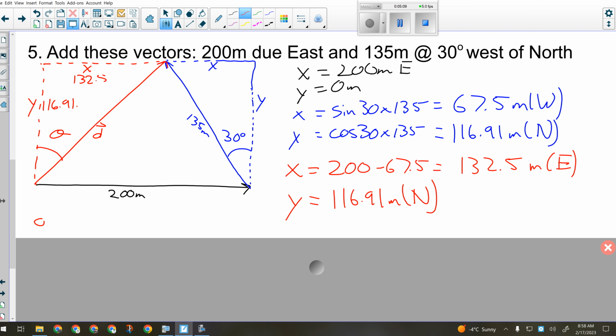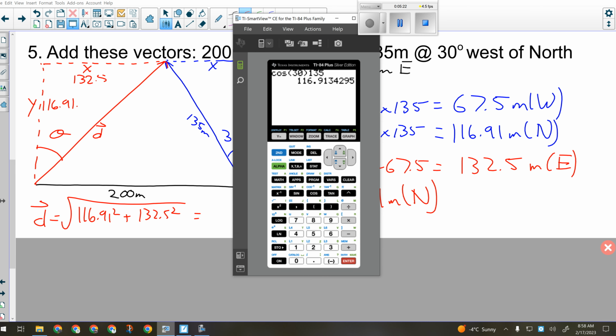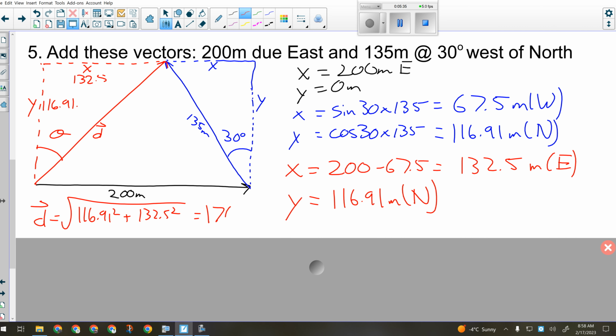Yes, so now I do Pythagorean theorem. So we'll have our 116.91 squared plus our 132.5 squared to get us the magnitude of our displacement. So we're looking at 176.71 meters, and then we've got to find our angle as well.